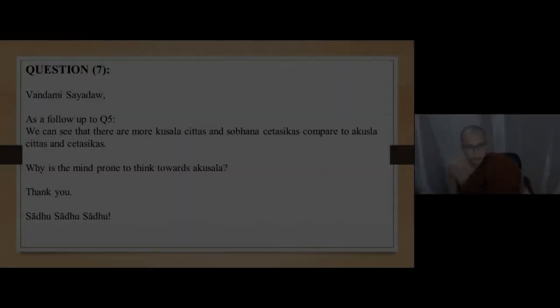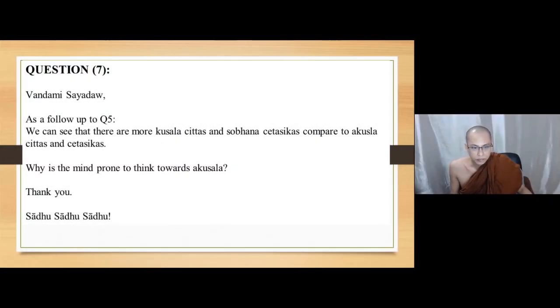Okay. Follow-up question to question number 5. From the Citta and Cetasika study, we can see that there are more Kusala Cittas and Sobhana Cetasikas compared to Akusala Cittas and Cetasikas. Why is the mind prone to think towards Akusala?